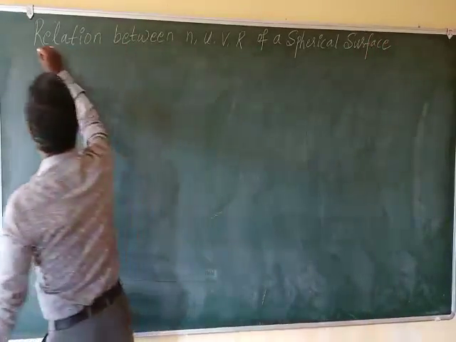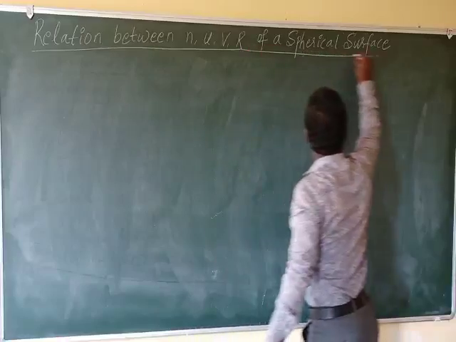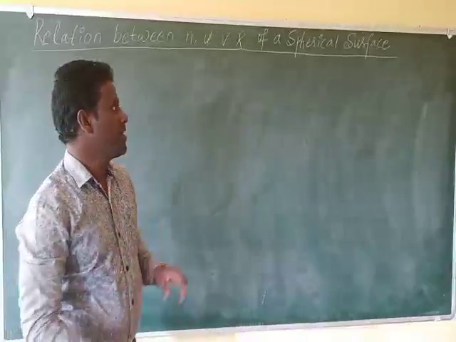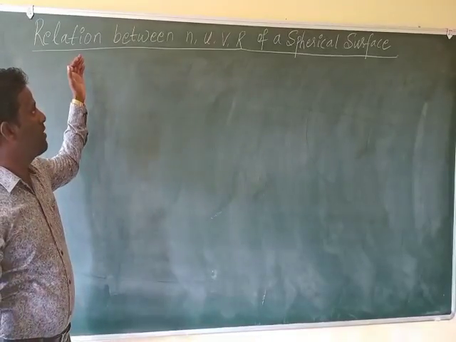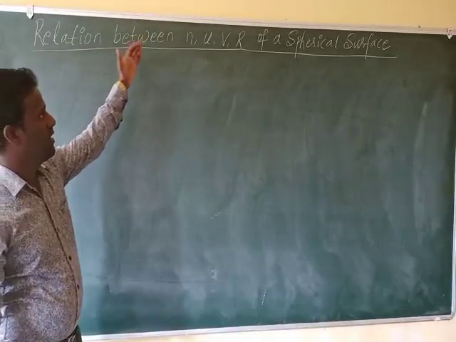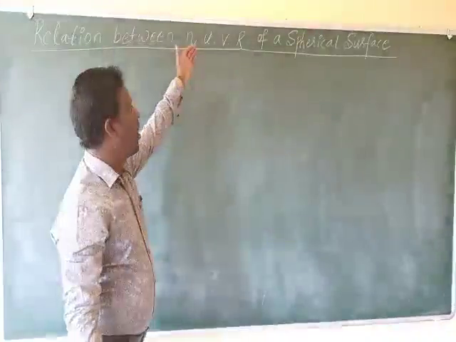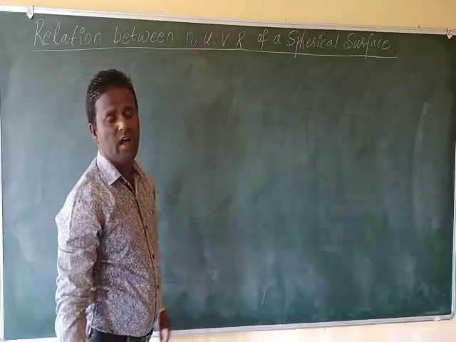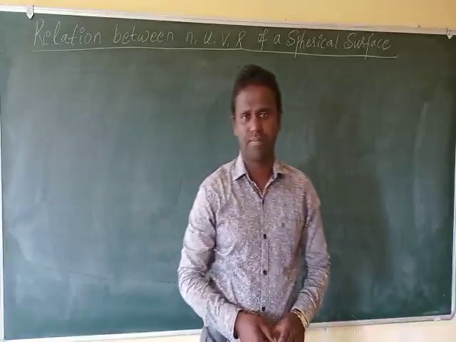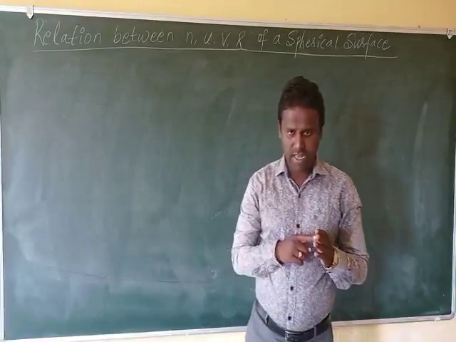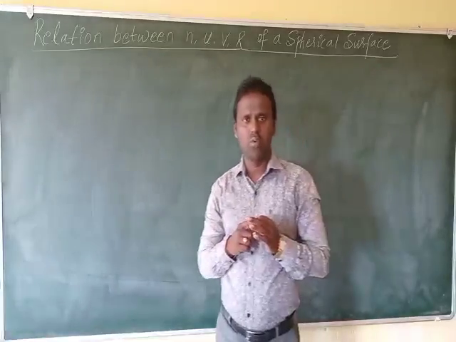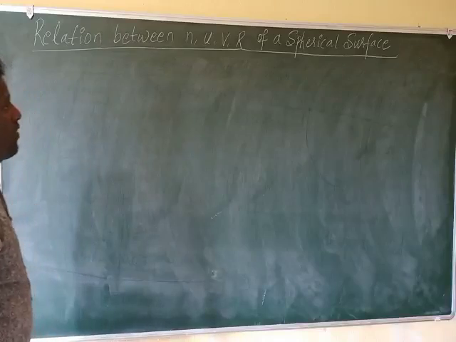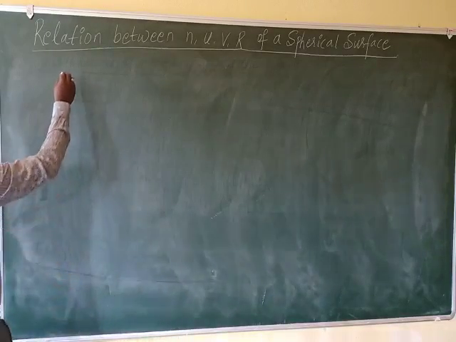This is one of the important derivations which may appear directly for 5 marks in your final exam. Today I am telling about the derivation which connects refractive index n, object distance u, image distance v, and radius of curvature R for a spherical surface.